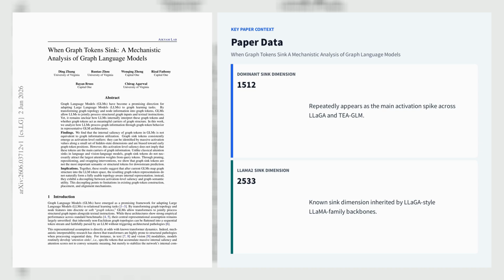Let's explore the third paper, When Graph Tokens Sync, a mechanistic analysis of graph language models. This paper from UVA and Capital One performs a mechanistic audit of graph language models, focusing on LLaGA and TEA-GLM built on Vicuna-7B and Llama family backbones. The authors show that so-called graph sync tokens are sparse activation outliers across Cora, ArXiv, and PubMed.